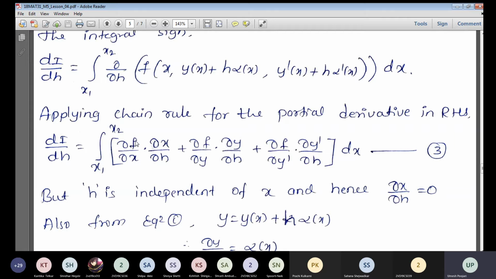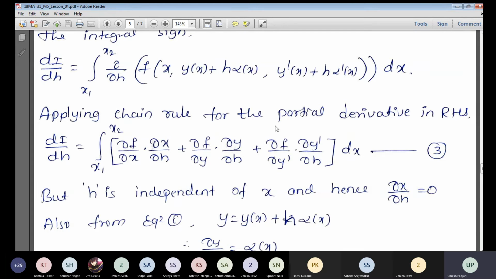What is the meaning of this? f is a function of x and x is a function of h. Chain rule: if you cancel dou x, you will get dou f by dou h. Plus again, f is a function of y and y is a function of h, so you will get dou f by dou y into dou y by dou h. Similarly, f is a function of y dash and y dash is a function of h. You get dou f by dou y dash into dou y dash by dou h, into dx.